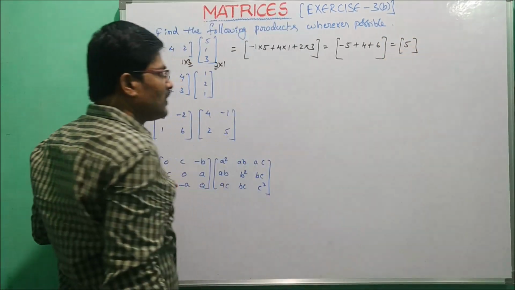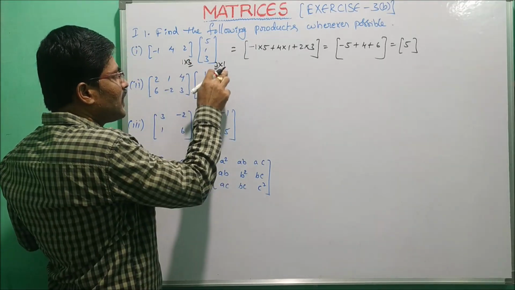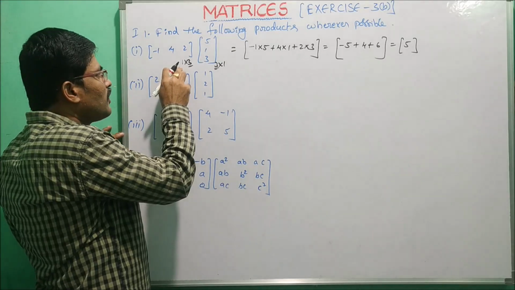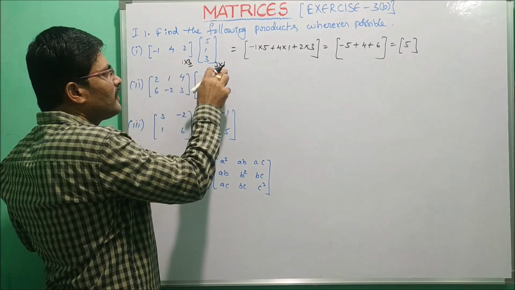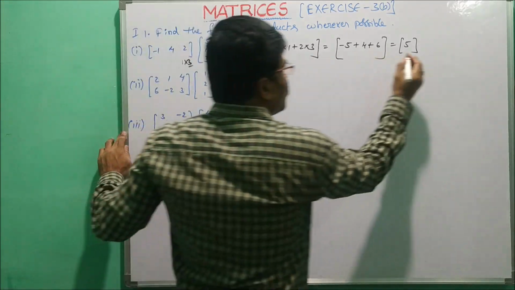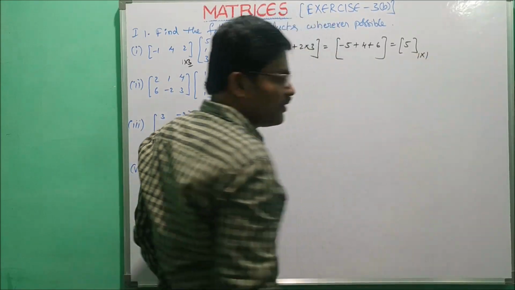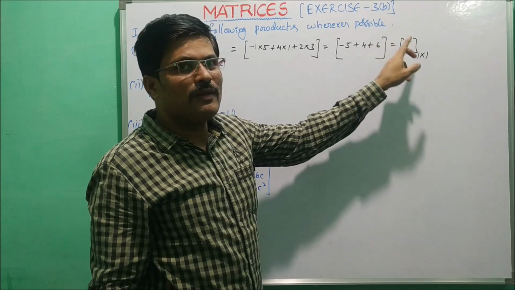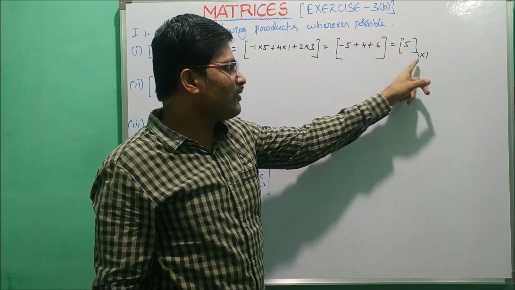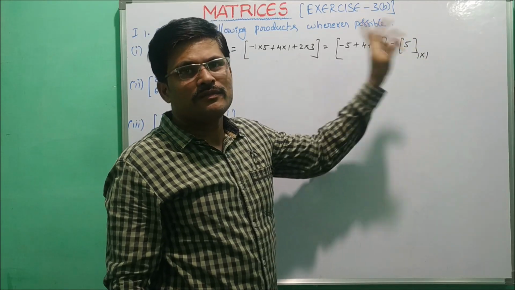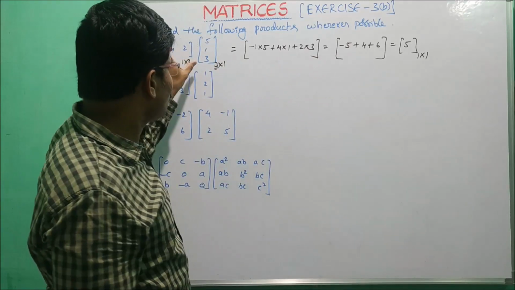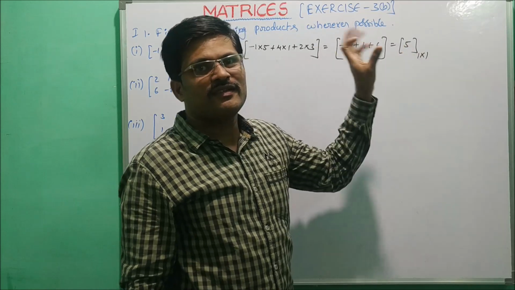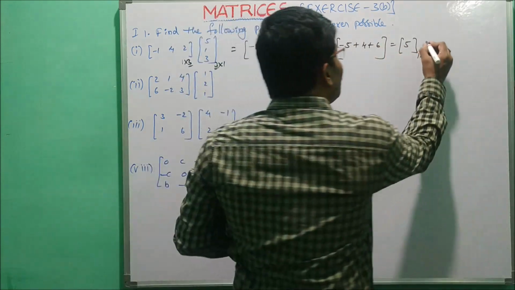So here clearly we have to observe the order of the resultant matrix is 1 by 1. Now we have to take the number of rows in the first matrix and the number of columns in the second matrix. Now that is 1 by 1. So clearly here in the resultant matrix one and only one element is there. So this is a 1 by 1 order matrix. So here the product of these two matrices equals a singleton matrix. Clearly this is called a singleton matrix.